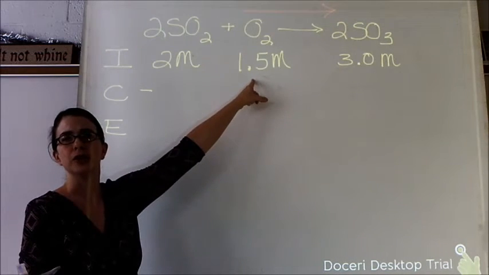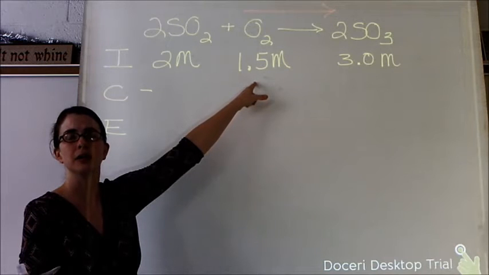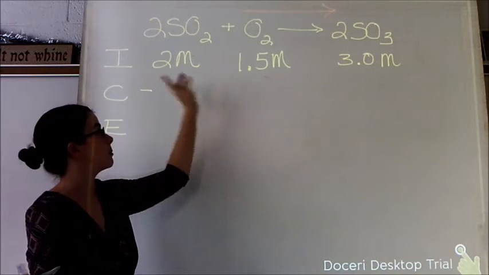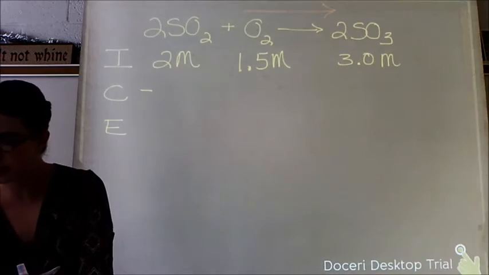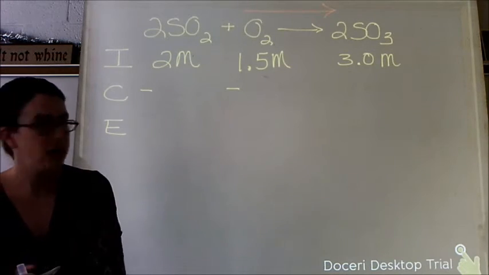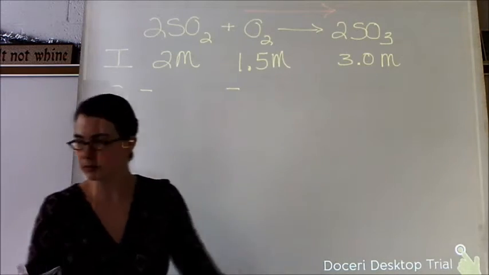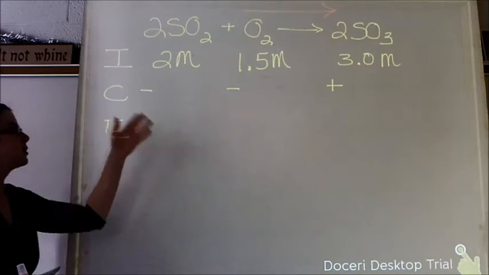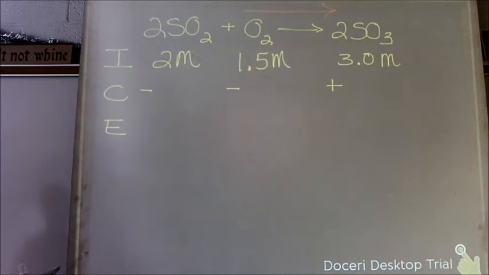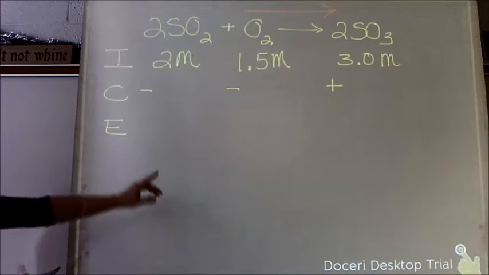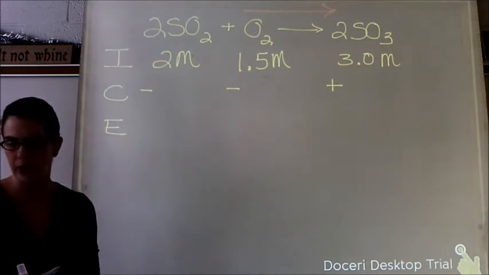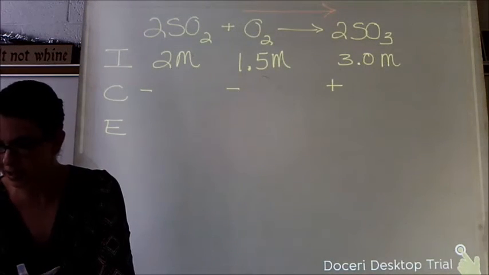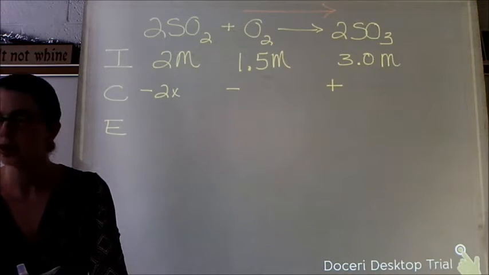How about oxygen? Decreasing or increasing? Decreasing. My reactant should be doing the same thing, and my product, we know, will be increasing. Now, decreasing, decreasing, increasing by how much? I don't know yet. So I'm going to call it X, but watch what I write here. This space right here, I'm not going to say minus X, I'm going to say minus 2X.